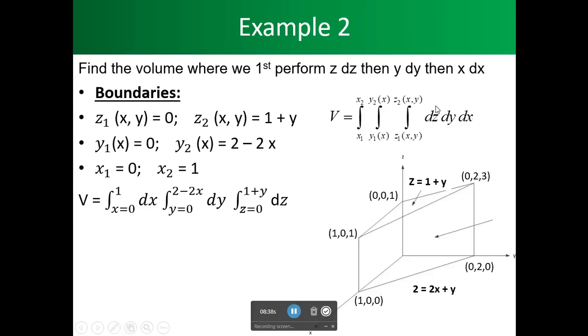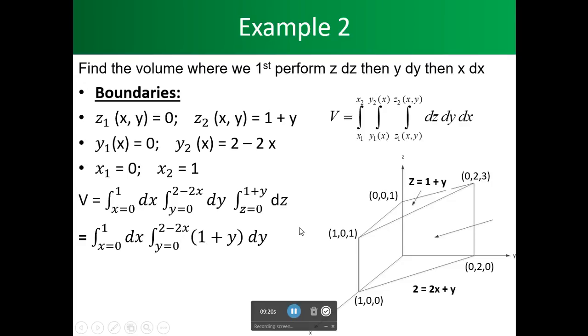All right, so let's look at this one here. The one that we want to look at first is the inner. And so we have our dx from 0 to 1, our y from 0 to 2 minus 2x, our z from 0 to 1 plus y. Okay, so now if we plug this in, we get z, and so the lower limit is going to drop out, and all we're going to be left with is 1 plus y dy.